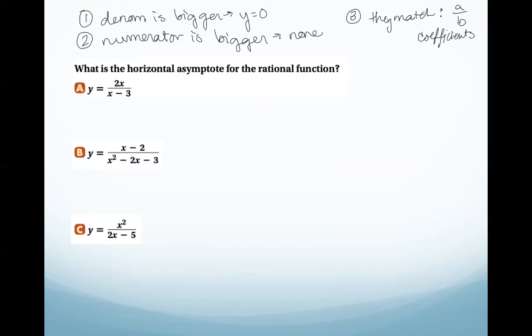So part A, we need to find what is the degree of the numerator? 1. What is the degree of the denominator? 1. They match, so we are in case 3. We need A over B. So now we need the coefficients. The coefficient of the numerator is 2. Coefficient of the denominator is 1. 2 over 1 equals 2. So we get y equals 2.